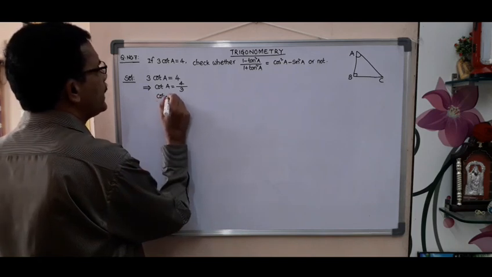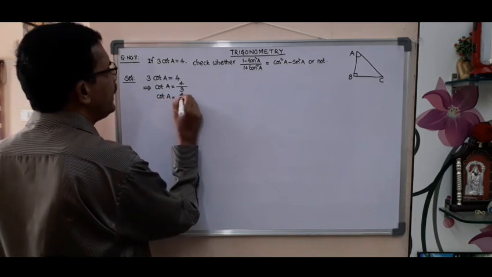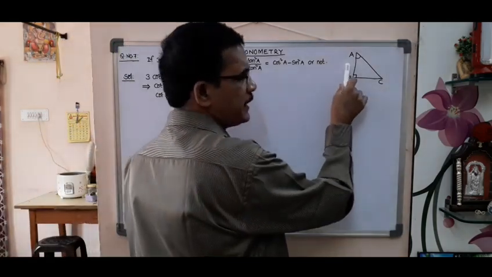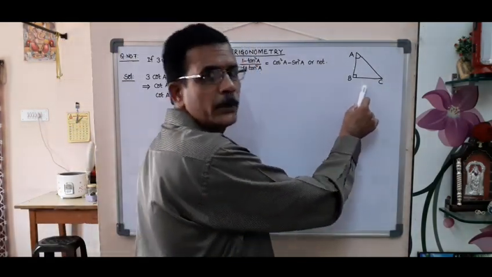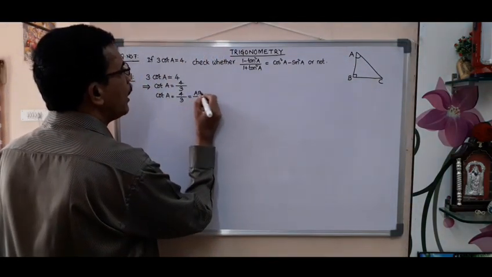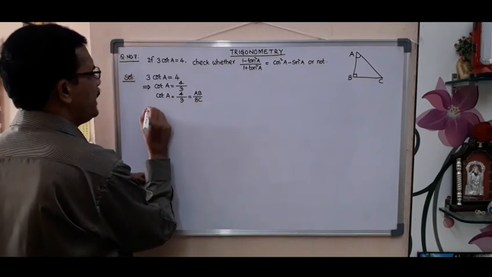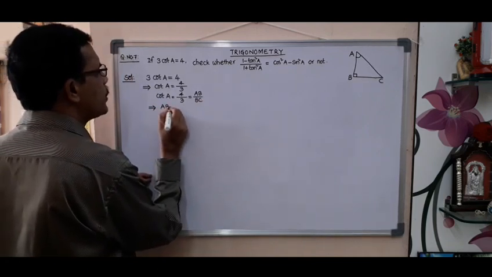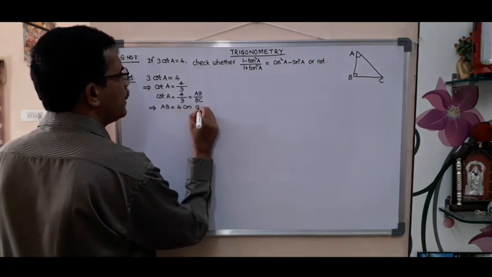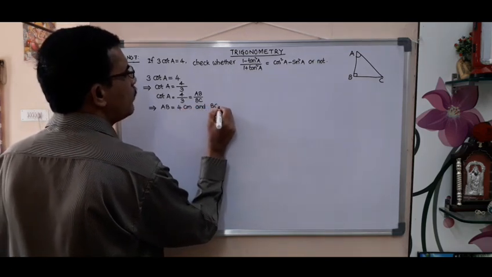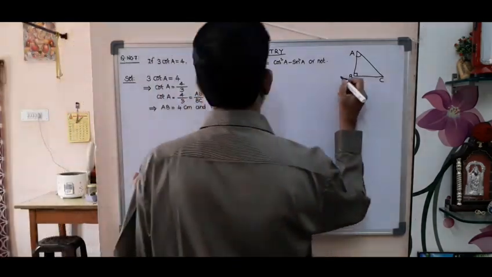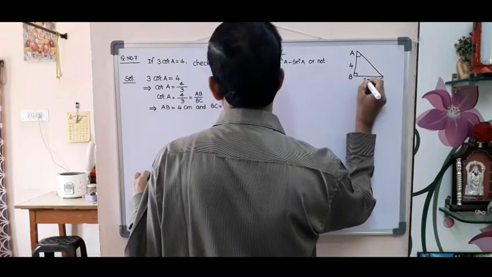Cot A is equal to 4 by 3. From the figure, cot definition is adjacent side to theta by opposite side to theta. So AB by BC implies AB is equal to 4 units and BC is equal to 3 units. So I am writing values: AB is 4, BC is 3.